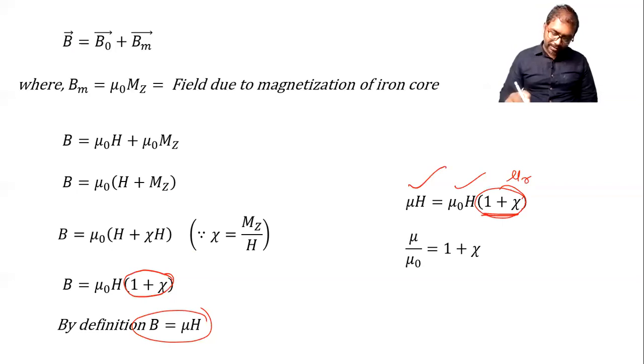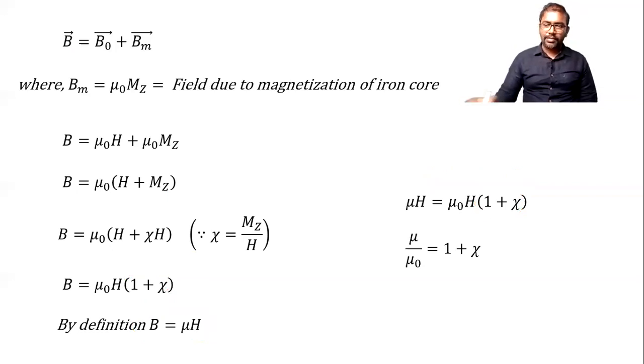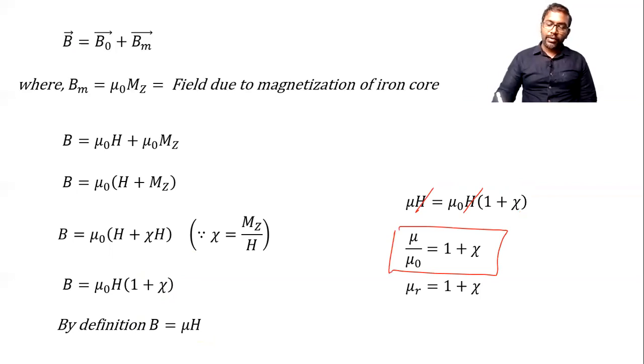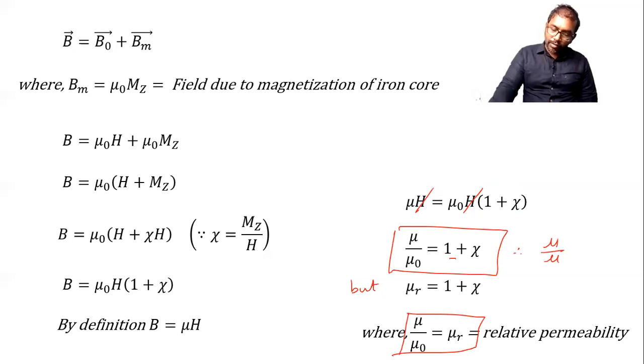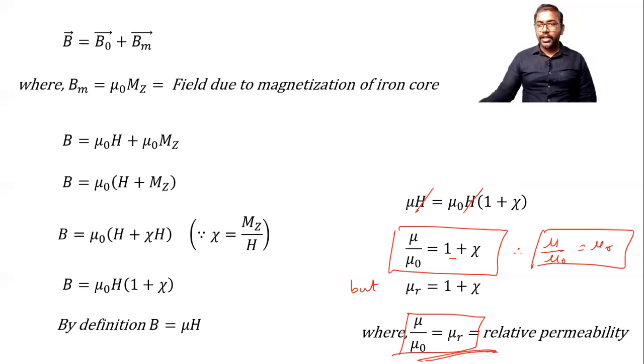Before that, some alternate steps are written here. H gets cancelled. Mu divided by mu 0 is 1 plus susceptibility. This formula we get, and this is equal to the relative permeability, 1 plus susceptibility. So we get the formula mu r is equal to mu upon mu 0. Hence we can write mu by mu 0 is equal to mu r. You have to remember these formulas for solving problems.